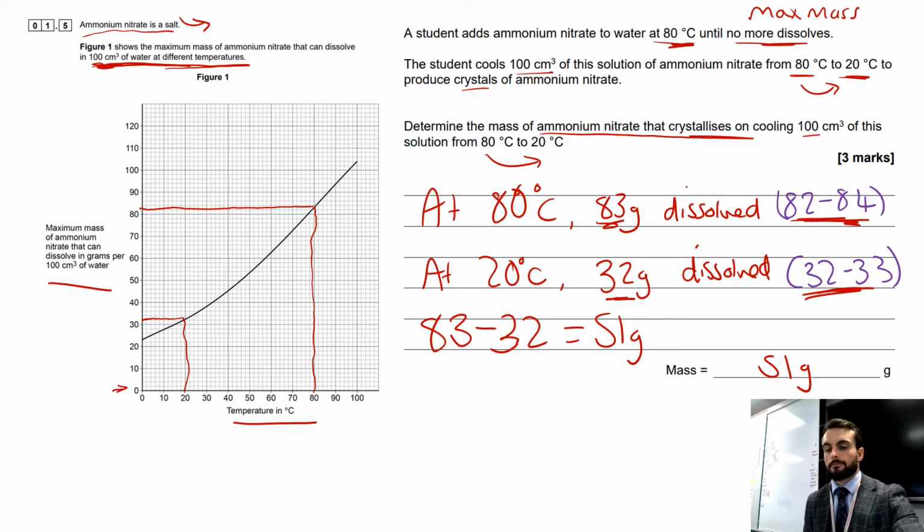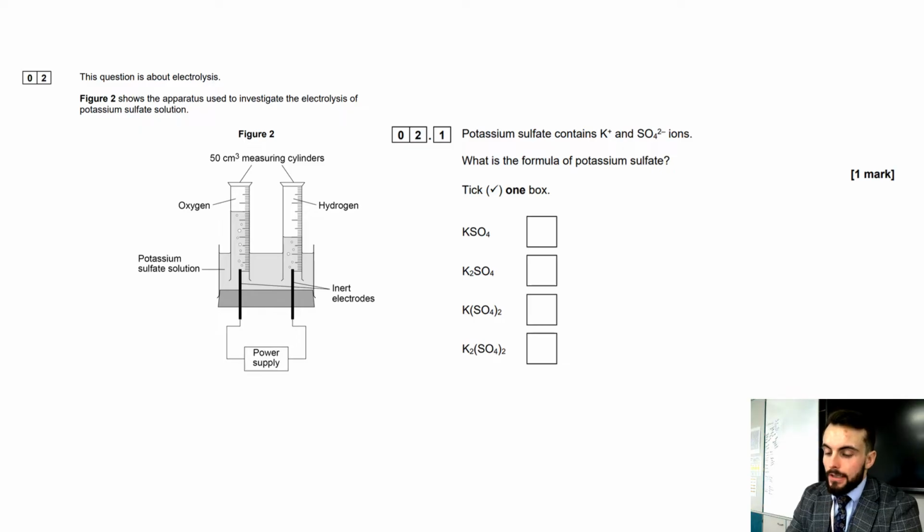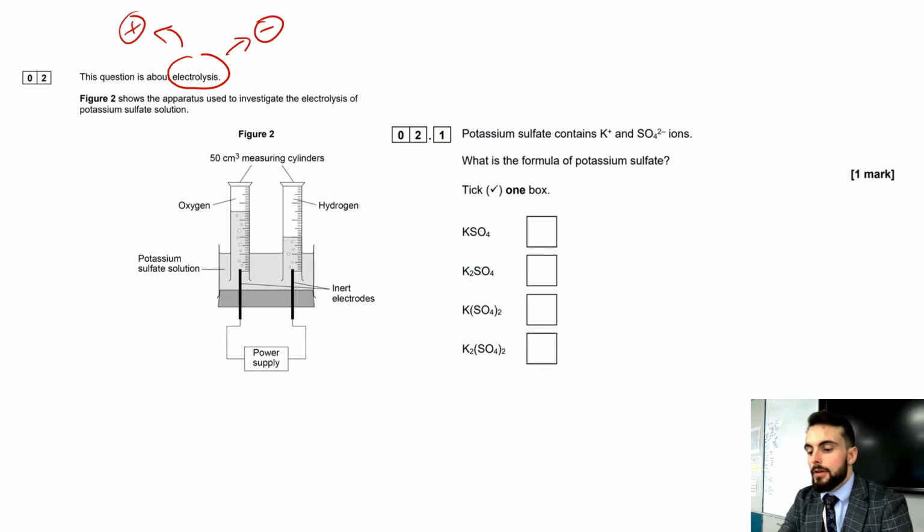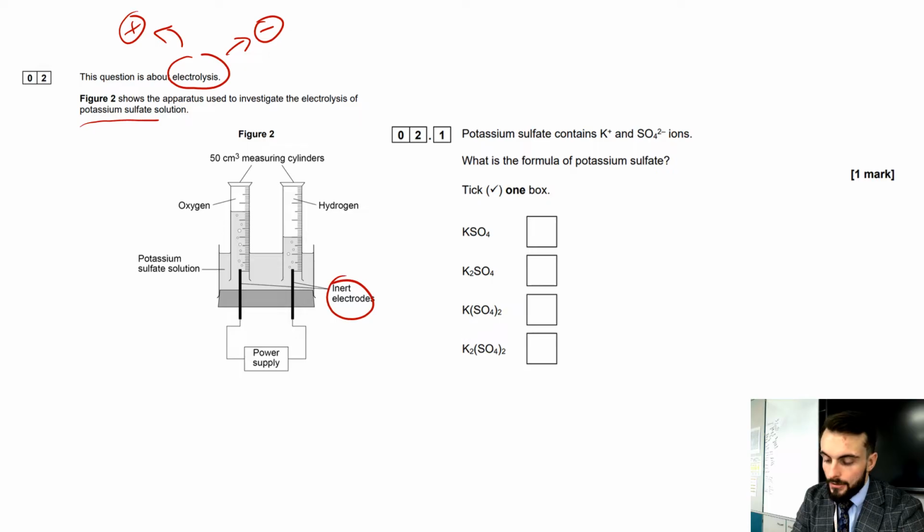Next question. So this next question is about electrolysis. The first thing I'm thinking when I see the word electrolysis is it's talking about the separating of something, splitting it up into its ions, positive and negative going to each electrode. It talks about using potassium sulfate solution, so it gives you a hint as to what the ions would be that come out of that. And then it mentions inert electrodes, something to think about. Inert just means they are unreactive, so they are not a factor in this. It means that they'll last a long time.